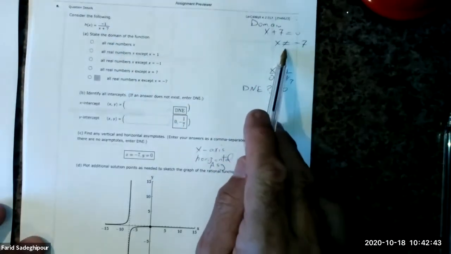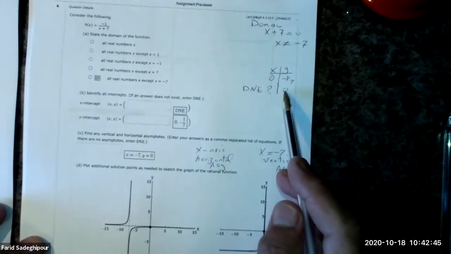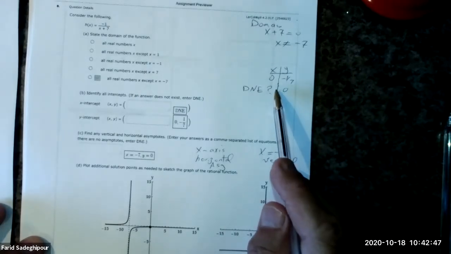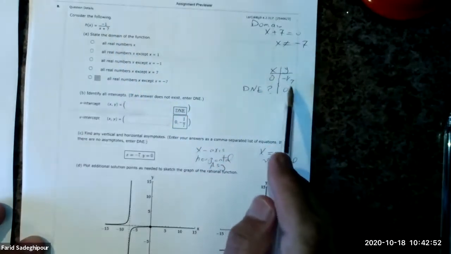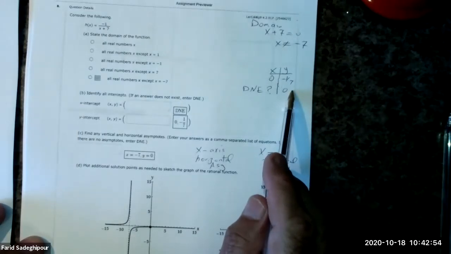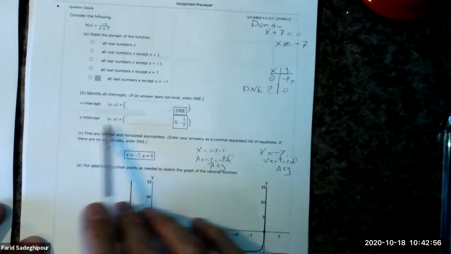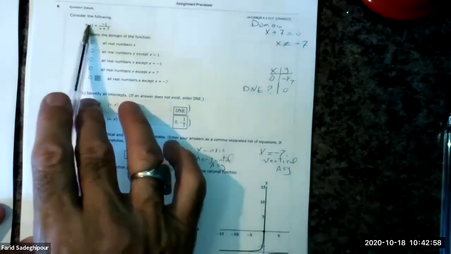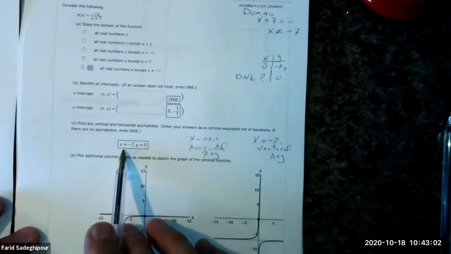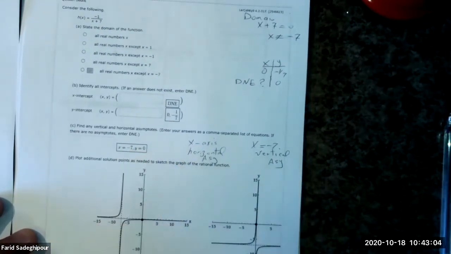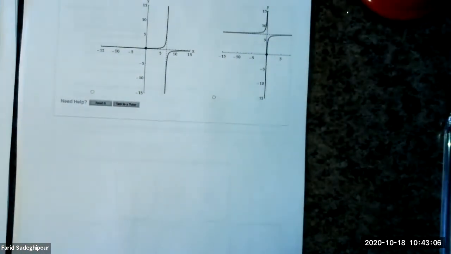How do I find the domain? Take the denominator, set it equal to 0, and the domain is all the numbers except that. It's very similar to that. How do you find the intercept? If you put 0 here for x, y is -1/7. So that would be your y-intercept. The other one doesn't exist because if you put a 0 here, -1 cannot be equal to 0. These are your asymptotes. It's very similar to that problem.